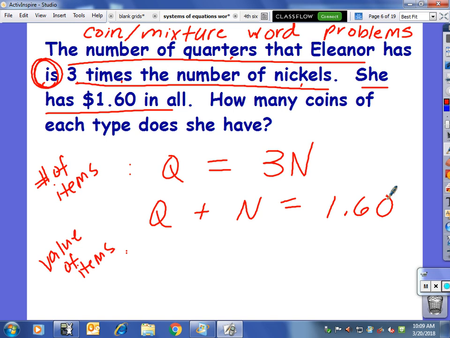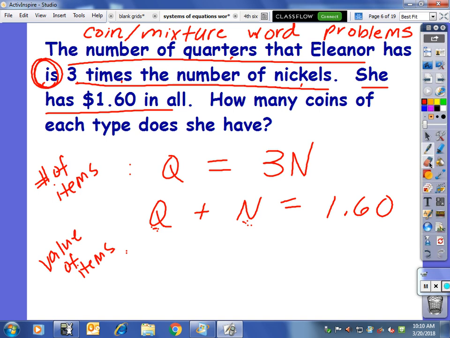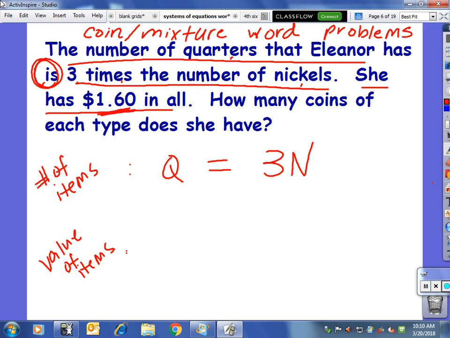Because if that's your equation, then you're telling me that quarters and nickels are equal, because you're giving these both a value of the same amount. Don't worry about the Q equals 3N. Don't even try to deal with that. How much is a quarter worth? 25 cents. How much is a nickel worth? 5 cents. So we have to include the value of each one of those items in the equation that includes the total money made up of those items.